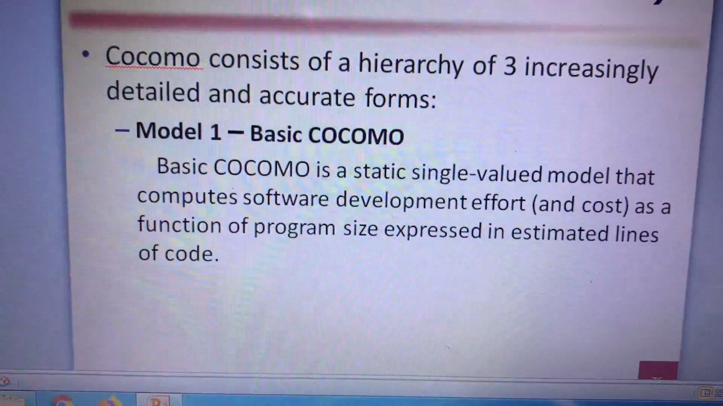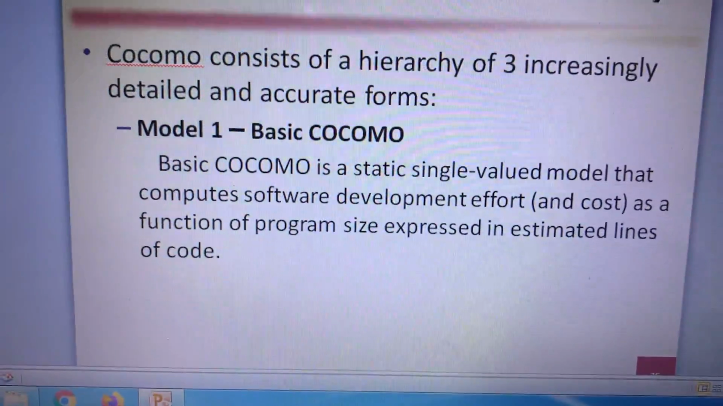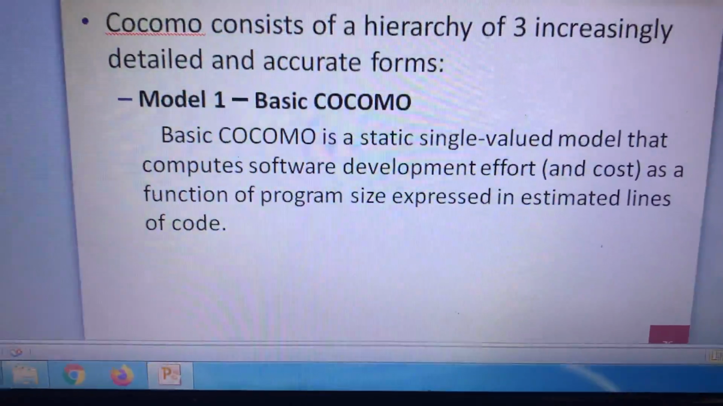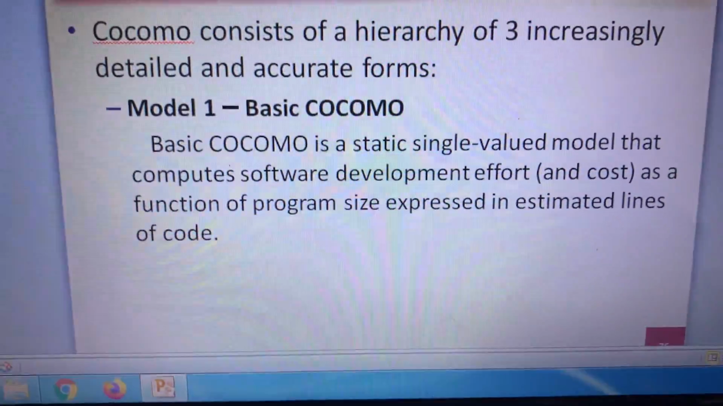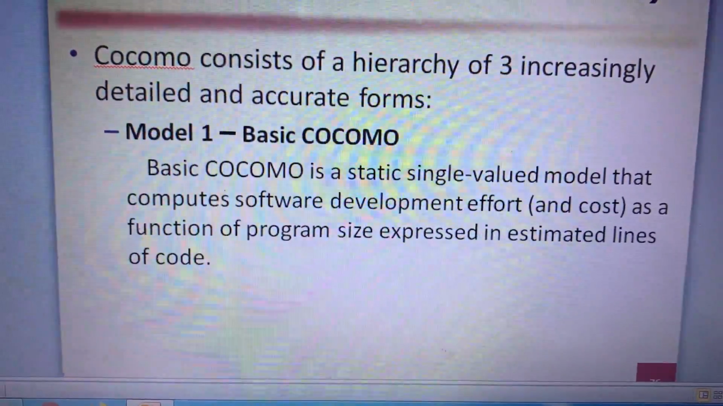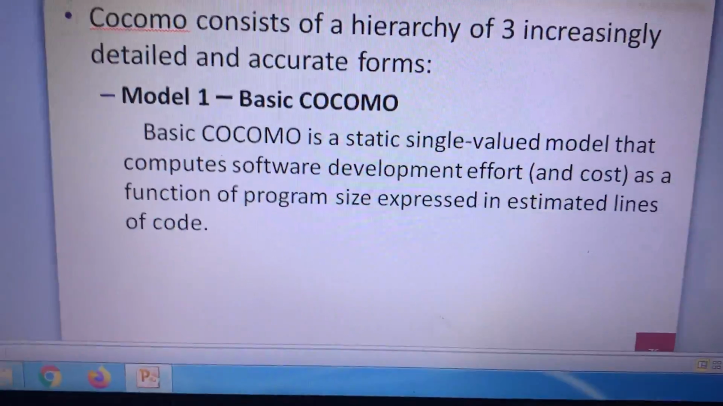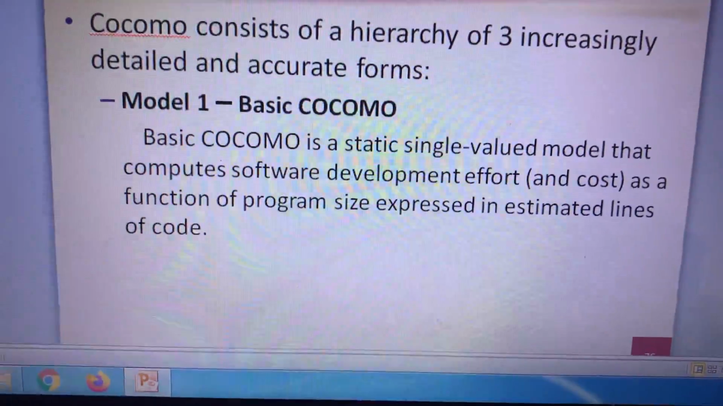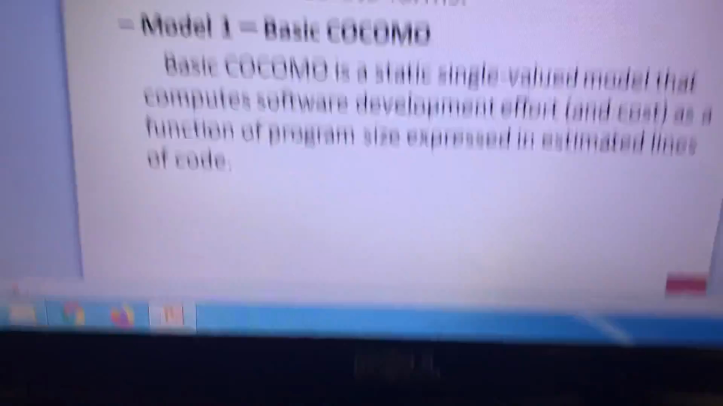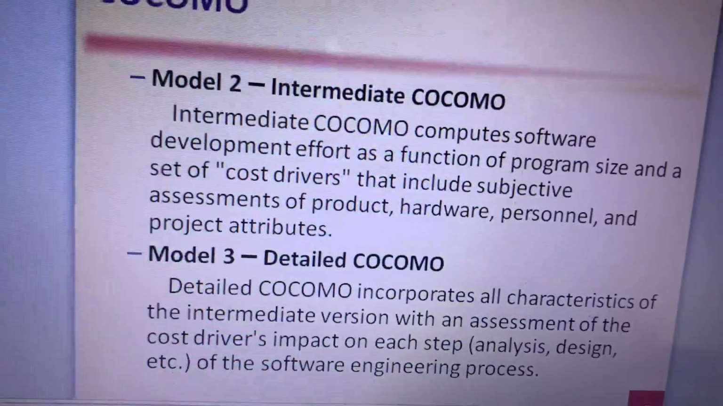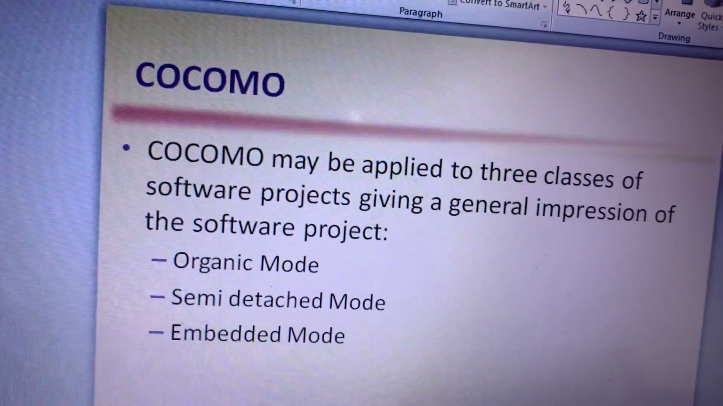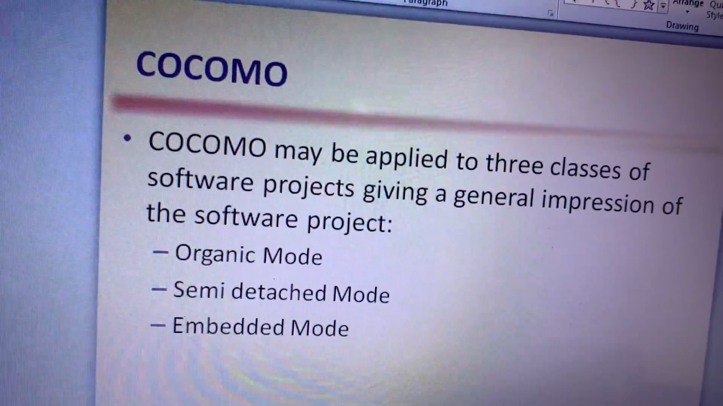Basic COCOMO has three versions: organic, semi-detached, and embedded. Organic is for low-complexity projects, semi-detached is for hybrid projects of average complexity, and embedded is for complex projects and for embedded projects. So these are the three modes in each: basic, intermediate, and detailed.